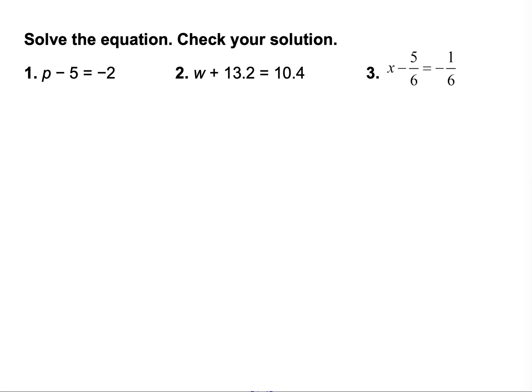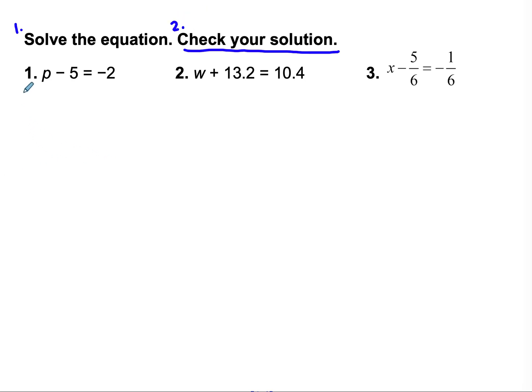Okay, go ahead and try these 3 on your own. Pause the video and take a try at these problems. Okay, let's check our answers. So, solve the equation, check your solution. The book almost always asks you to do this part, which means there's really 2 things we have to do. We have to solve and we have to show a check, both.